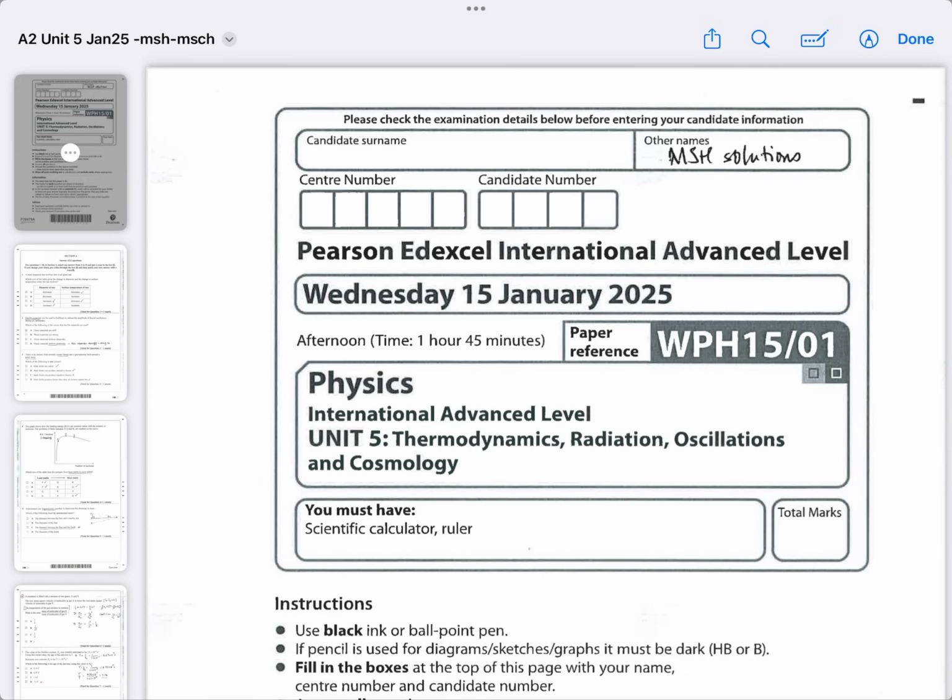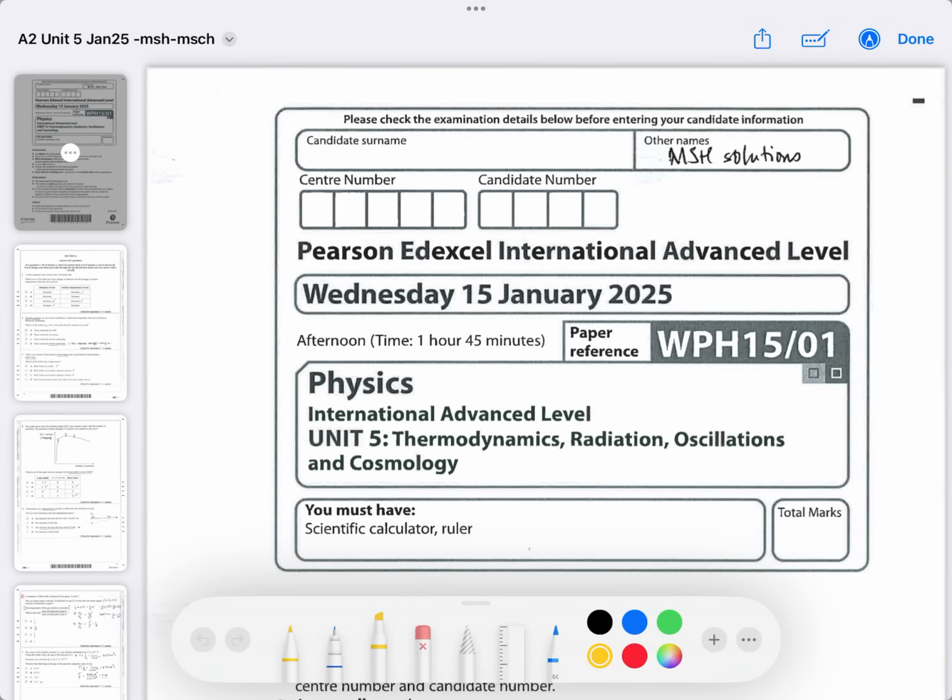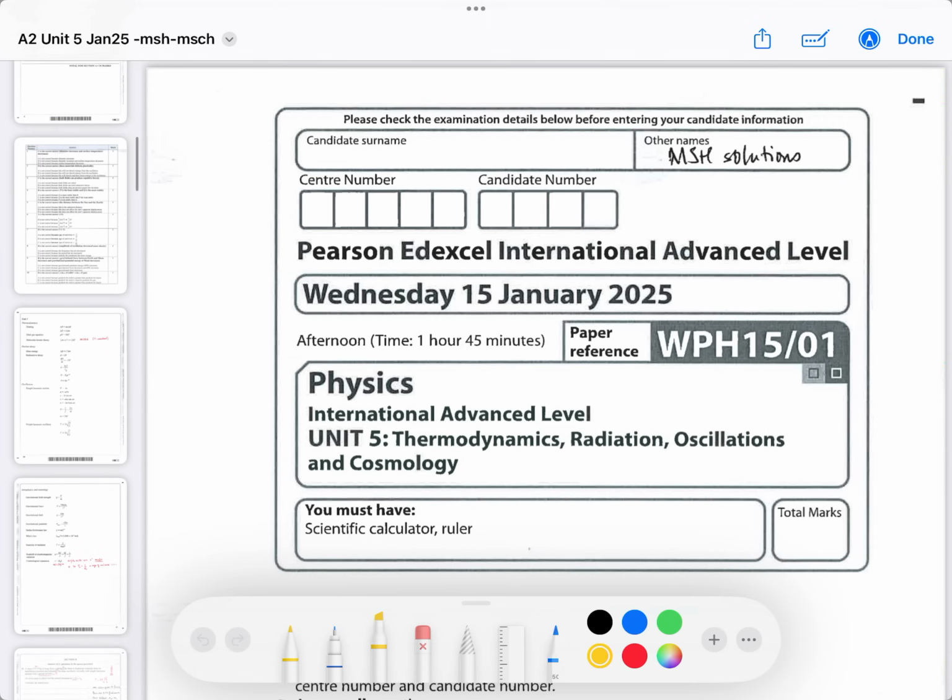Okay, today I'm going to go through one question from this paper which I missed in my run-through. So this is the Physics International A-Level, Edexcel Unit 5, which covers thermodynamics, radiation, oscillations and cosmology. And someone noticed that question 16 wasn't in any of the videos that I posted. So I'm going to go and do it now.